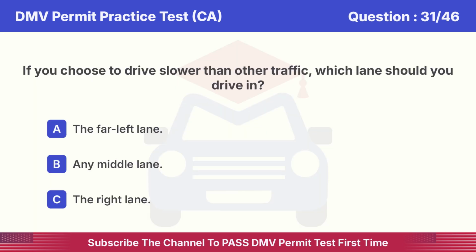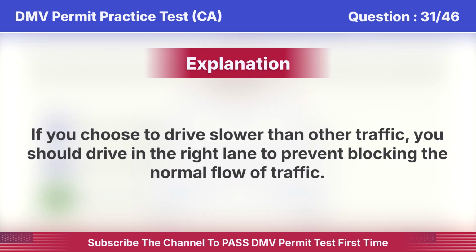Question 31. If you choose to drive slower than other traffic, which lane should you drive in? Option A, the far left lane. B, any middle lane. C, the right lane. Answer is C, the right lane. If you choose to drive slower than other traffic, you should drive in the right lane to prevent blocking the normal flow of traffic.